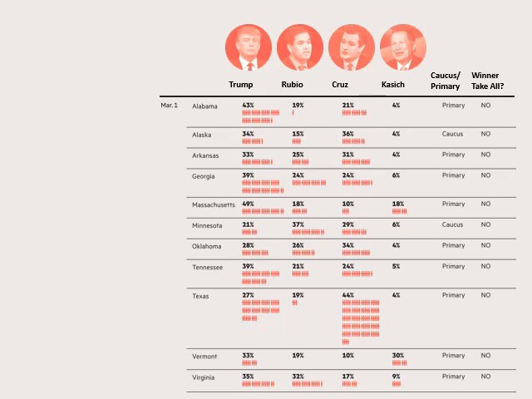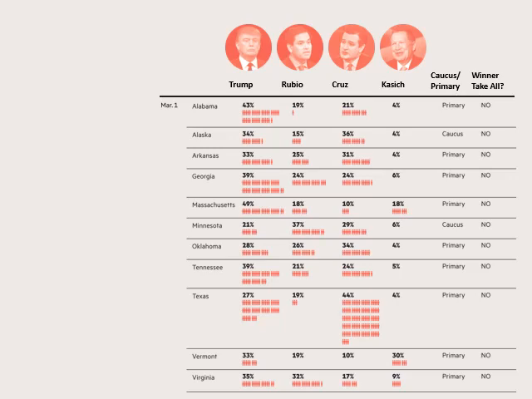In Alaska, Trump took 34%, and Cruz took 36%, and Rubio 15%, and all of the delegates were awarded proportionally. In Arkansas, Trump won by 33%, Cruz 31%, and Rubio 25%, and again, they were awarded proportionally. In Georgia, Trump won by 39%, Rubio 24%, Cruz 24%, and the delegates were awarded proportionally.